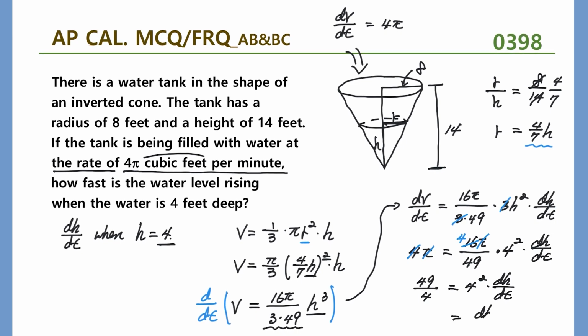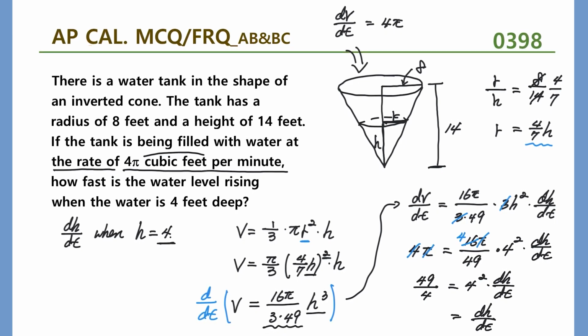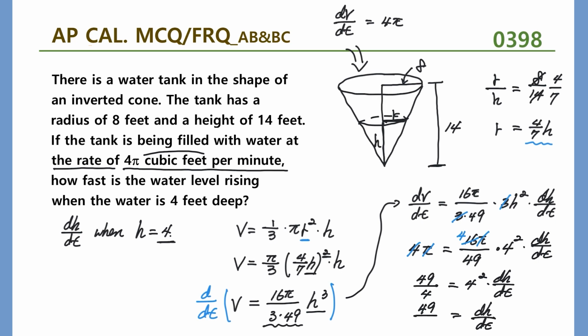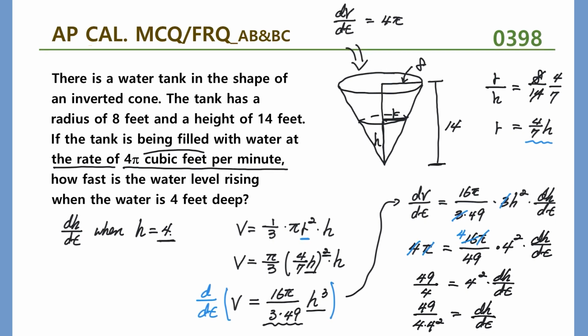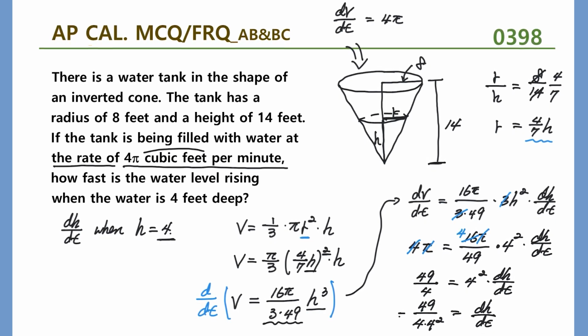So dh over dt is equal to 49 over 4 times 4 squared. That's 4 cubed, 64. So dh over dt is 49 over 64. Okay, so the height of the water is increasing at a rate of 49 over 64 feet per minute.